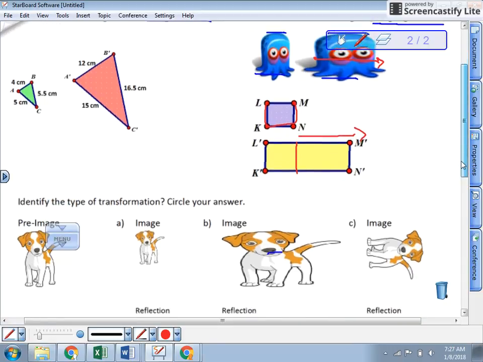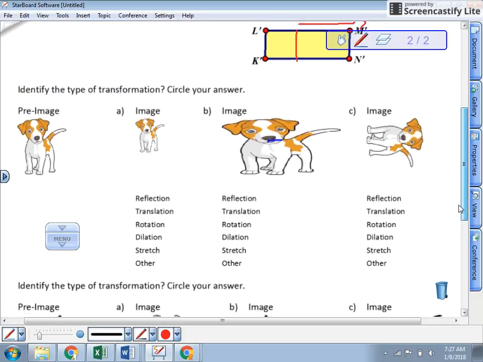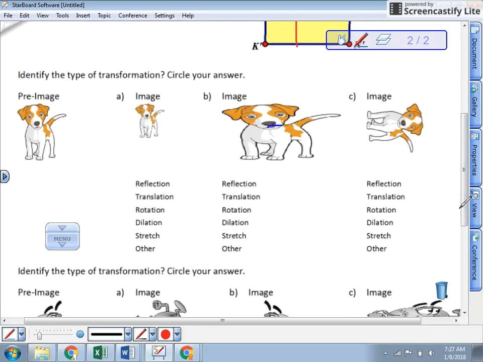Now once you know those types of transformations, again, it's just identifying them and then telling me what your answer is. In this case, our pre-image is this dog right here. How does it go from here to A? A looks like it's proportional. It's just a reduction, so that would be a dilation. From here to here, you can see that the height stays the same, but it's gotten much wider. So that would be a stretch. And then here you can tell that the dog has been turned, so it's a rotation.